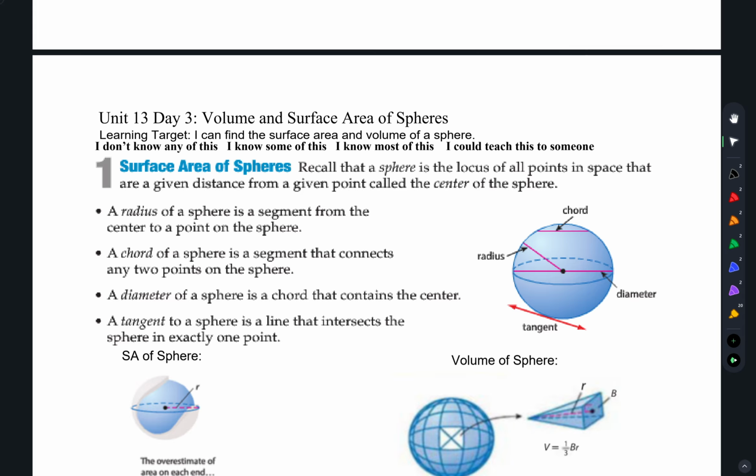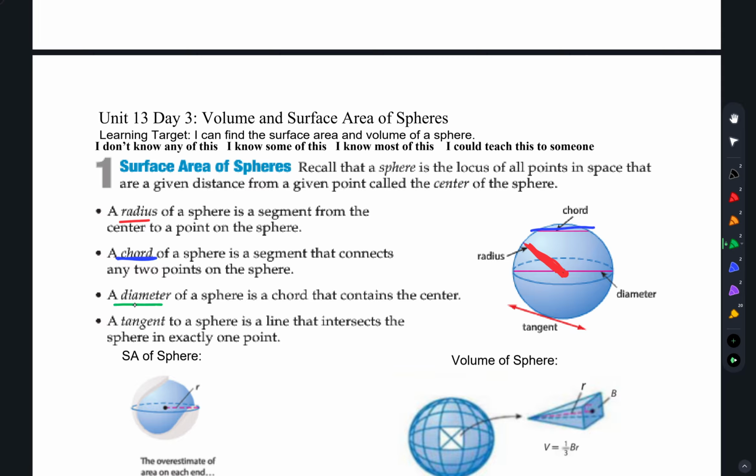circles. So things like a radius goes from the center of the sphere out to the outside. No matter where we put the radius in a sphere, it should be the same all the way around in every single direction. A chord goes from one part of the outside of the sphere to the other, just like in a circle. Does not necessarily go through the center.